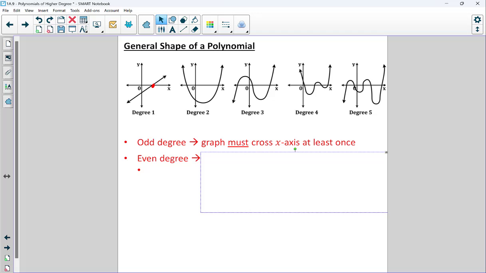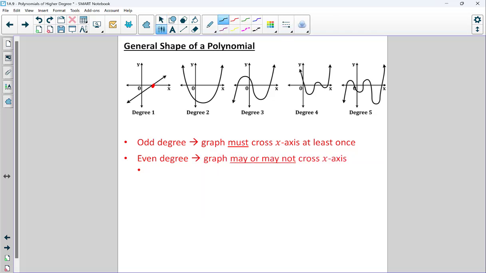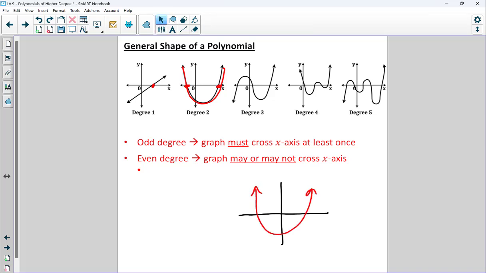If it's an even degree, the graph may or may not cross the x-axis. If I have a parabola, for instance, this parabola crosses the x-axis twice, but I could also draw a parabola that never crosses the x-axis. Here's a parabola, second degree polynomial. It's still a parabola, but it never crosses the x-axis. Odd degree functions always have at least one x-intercept.